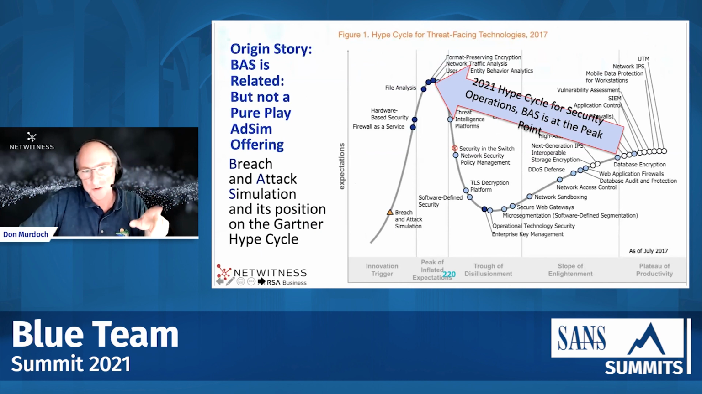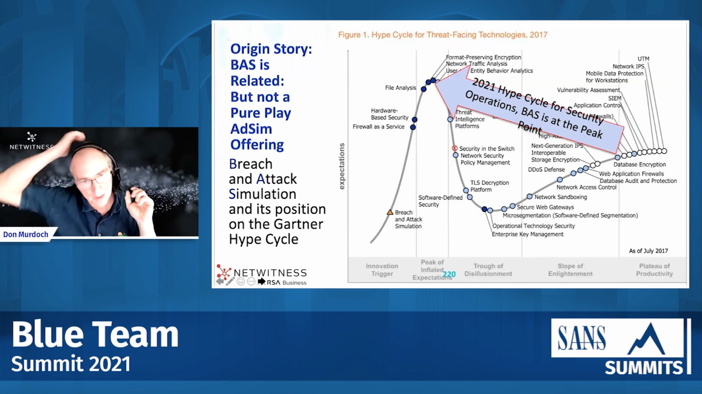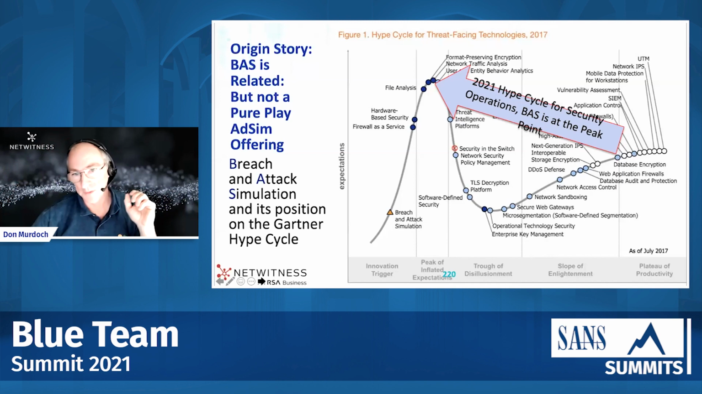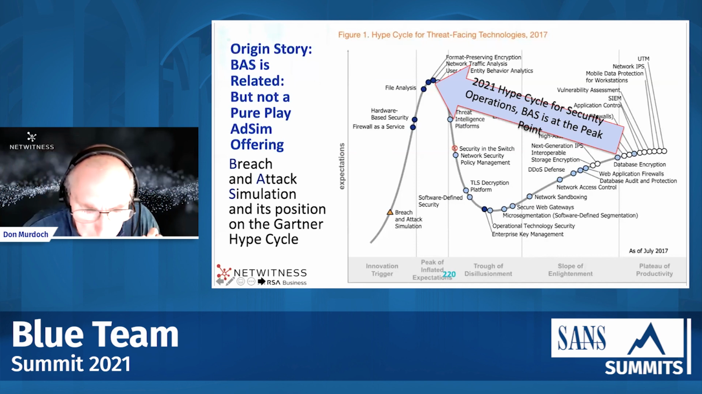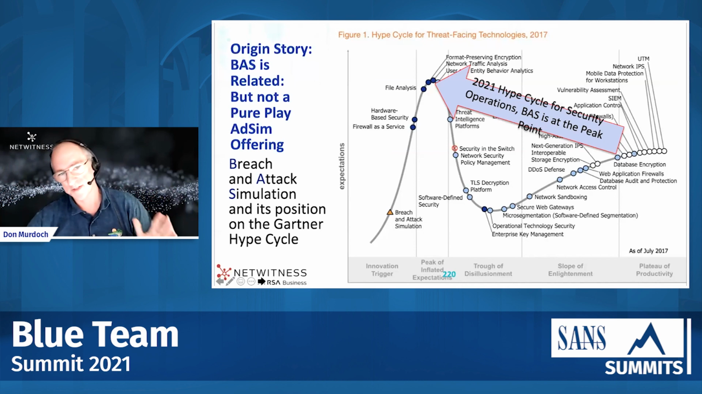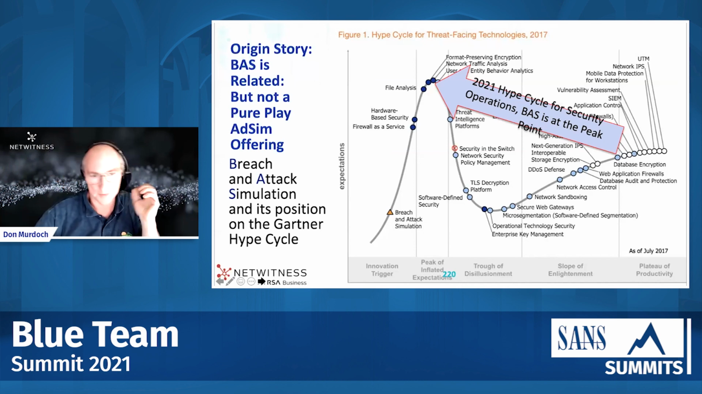There's an origin story I wanted to make sure that you're aware of. The term breach and attack simulation, or BAS, started out in 2017. Gartner actually came up with this term and put it on the hype cycle. Today, BAS tools are at the top of the peak of inflated expectations. So this technology set has moved forward on the hype cycle, which for us is a good thing to know.